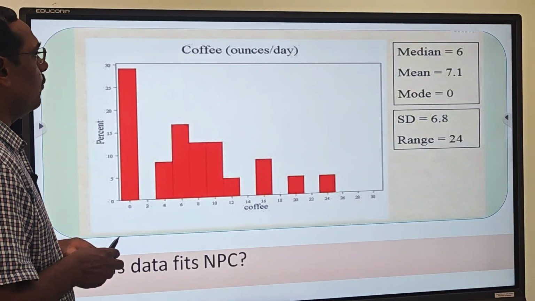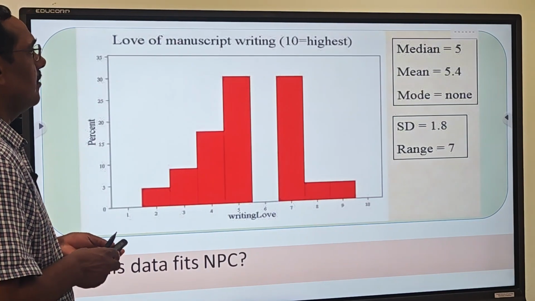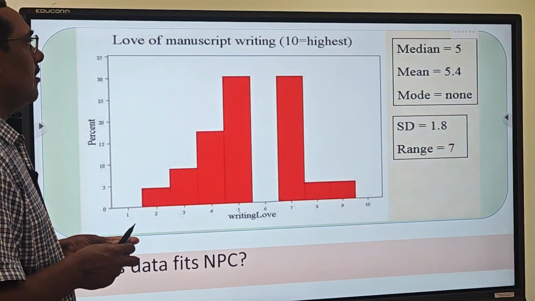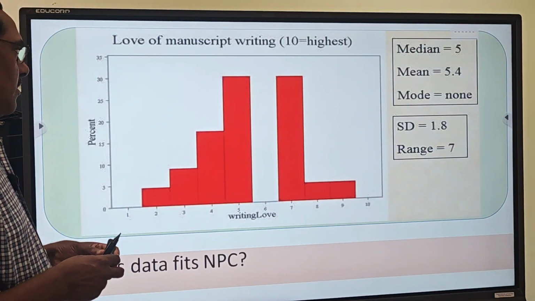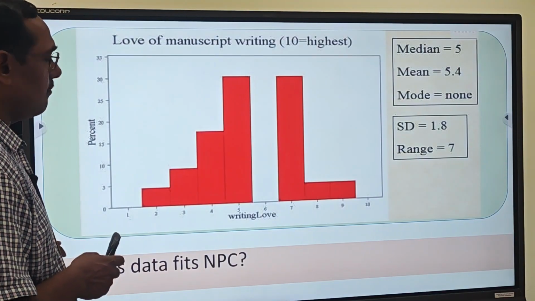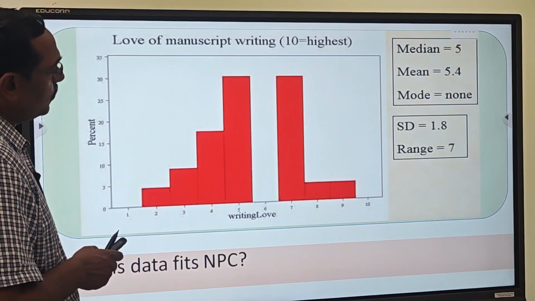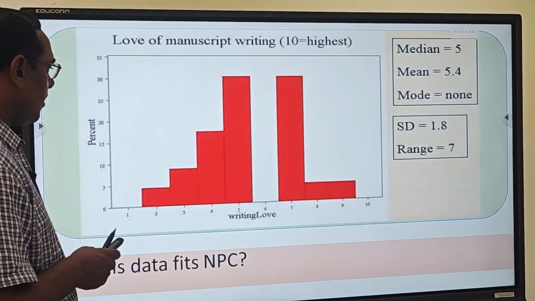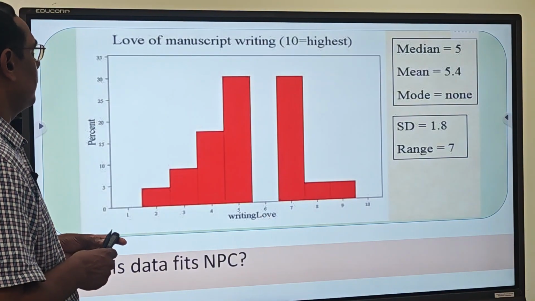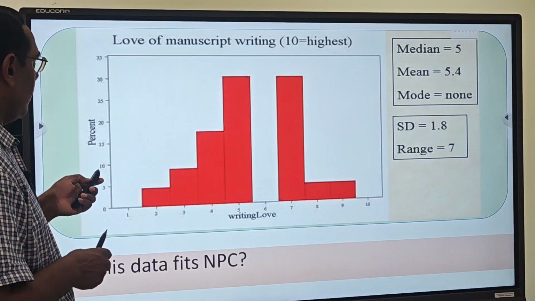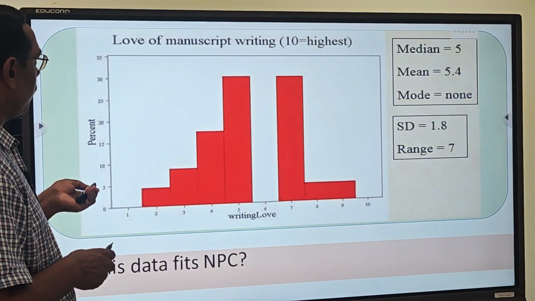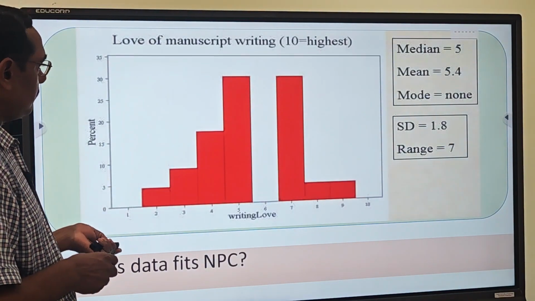So we go further. Median 5, mean 5.4, mode none. Does this data fit the NPC? This one is getting near, but it is not fitting. The data is law of manuscript writing.